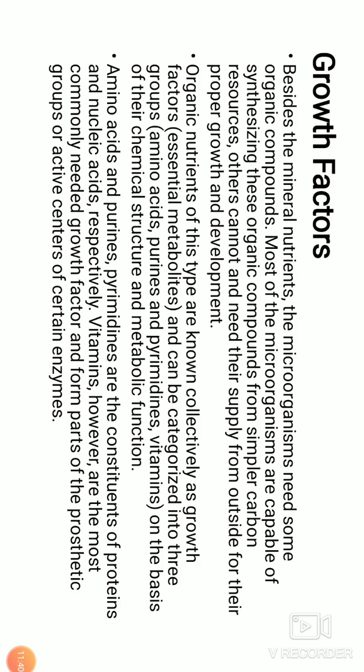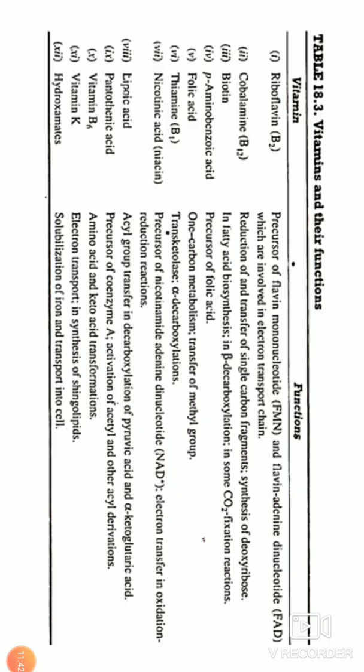These are the vitamins and their functions. Riboflavin is required as it is a precursor of flavin mononucleotide and flavin adenine dinucleotide. Cobalamin is important for reduction and transfer of single carbon fragments and synthesis of deoxyribose. Para-aminobenzoic acid is a precursor of folic acid.